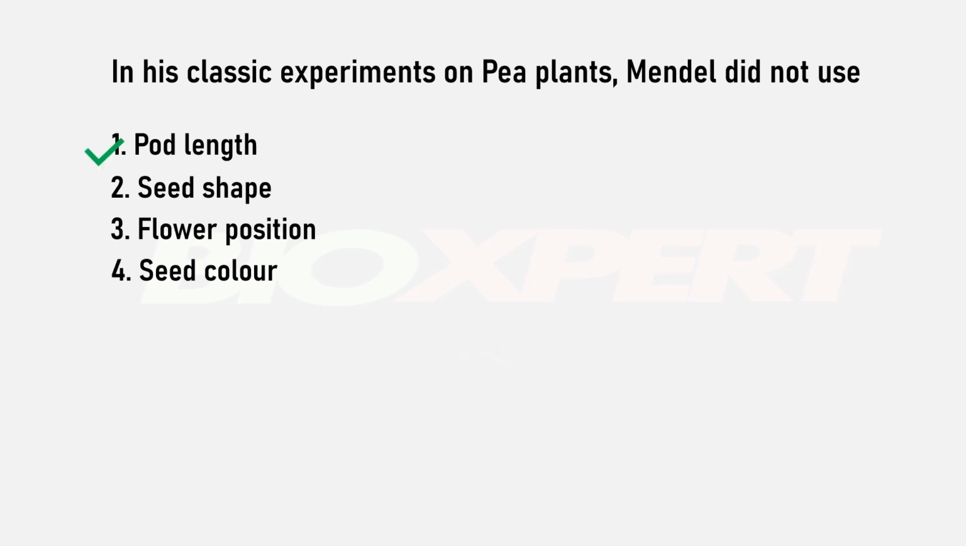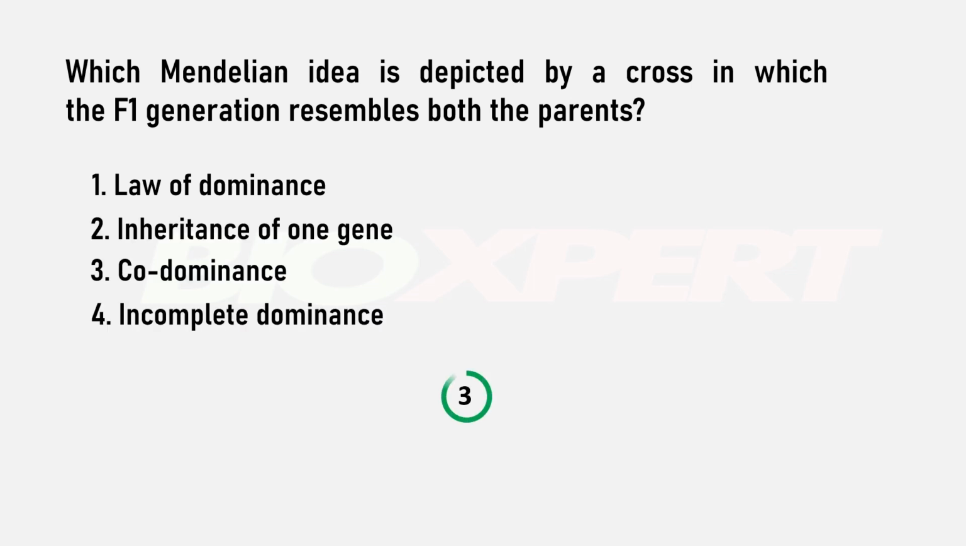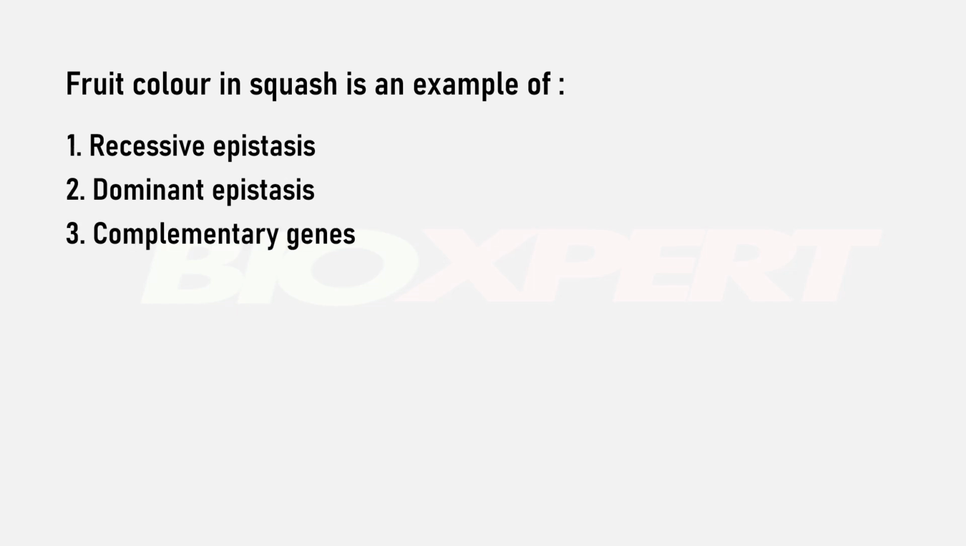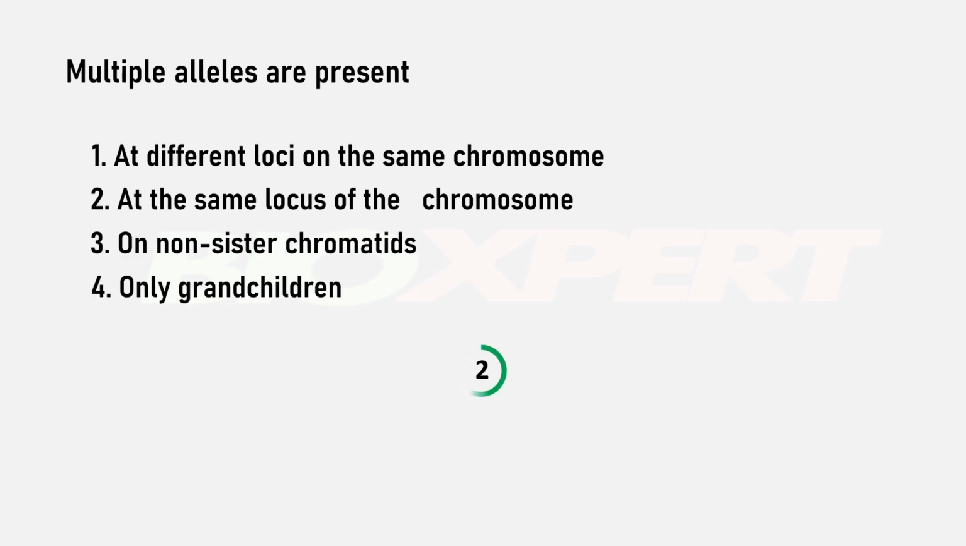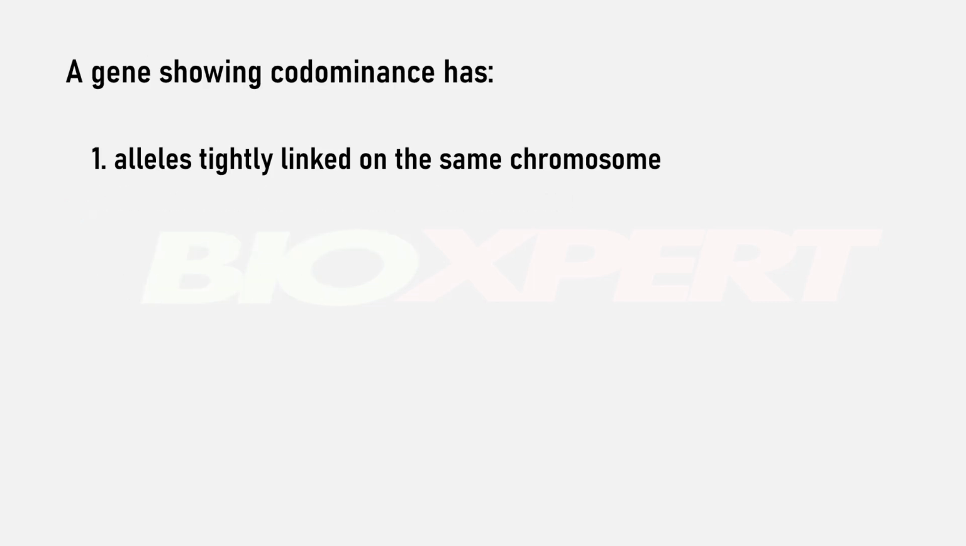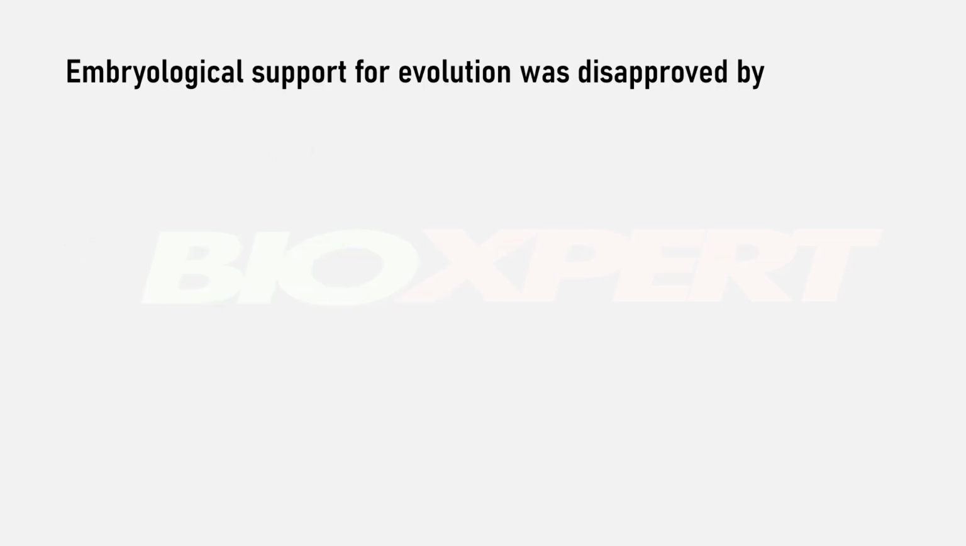pod length. Which Mendelian idea is depicted by a cross in which the F1 generation resembles both the parents? Codominance. Fruit color in squash is an example of dominant epistasis. Multiple alleles are present at the same locus of the chromosome. A gene showing codominance has both alleles independently expressed in the heterozygote.